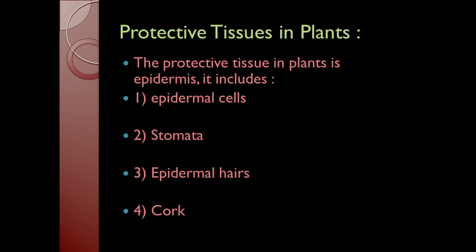The epidermis includes epidermal cells, stomata, epidermal hairs and cork. See, the protective tissue in plants is epidermis. It includes epidermal cells, stomata, epidermal hairs and cork. Let us study about them one by one.